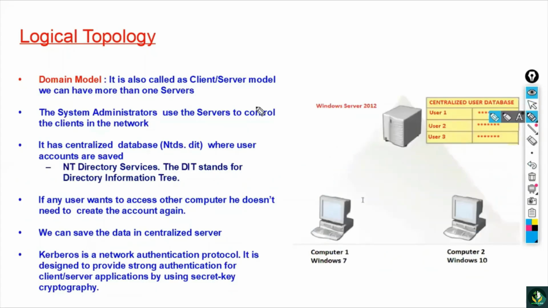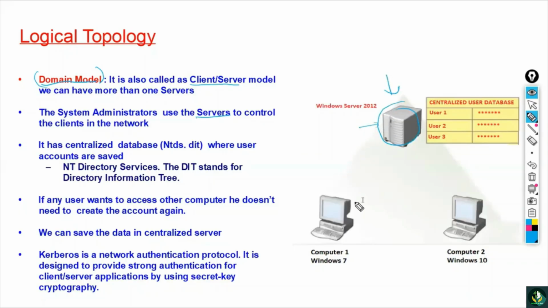Then guys, we have one more logical topology which is called the domain model. This domain model is also called the client server model. And we can have more than one server. So just remember this terminology: the domain model is also called the client server model. The system administrators use servers to control the clients in the network.